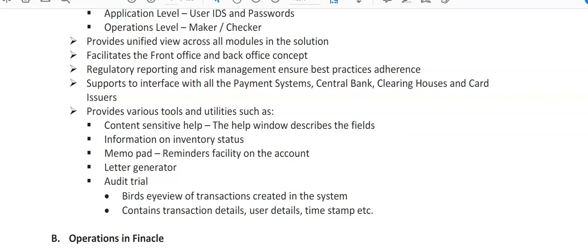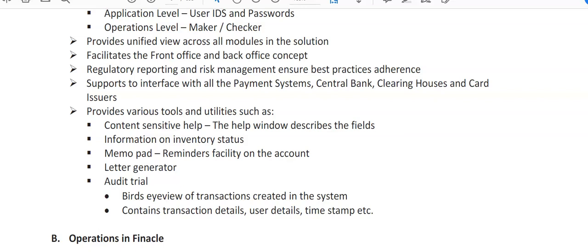It facilitates the front office and back office concept. Account opening, signature scanning, clearing, these are all back office concepts. Now front office, those who are working in the branches dealing with the customers directly. Regulatory reporting, risk management, ensure best practices adherence. It supports interfacing with all the payment systems, central bank, clearing houses, card issuers. It provides various tools and utilities such as context-sensitive help. The help windows describe the field information on investment status.